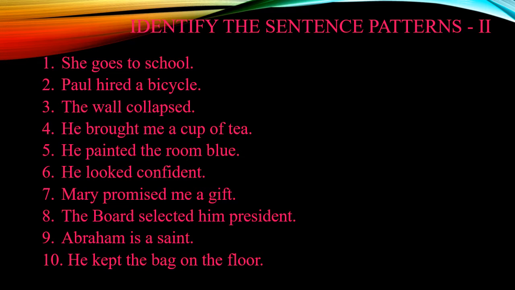He brought me a cup of tea. He is the subject, brought is the verb, me is an object, and again a cup of tea is an object. So you have two objects here. One is indirect object and the next is the direct object. So here the sentence pattern is S P IO and then DO. Me is the indirect object and a cup of tea is direct object.